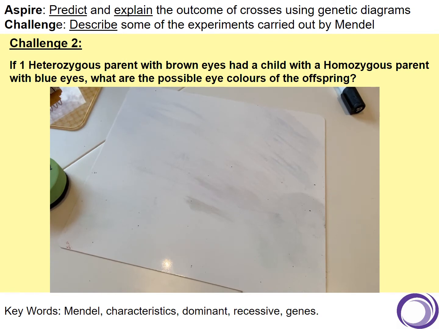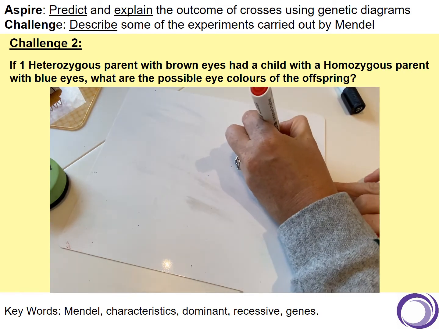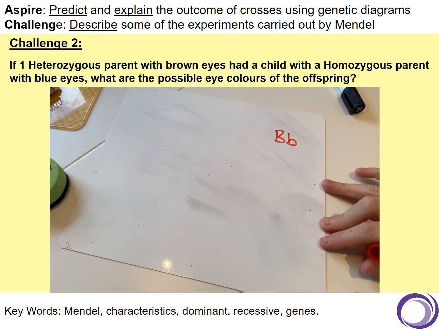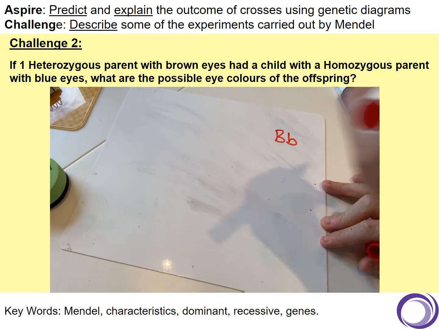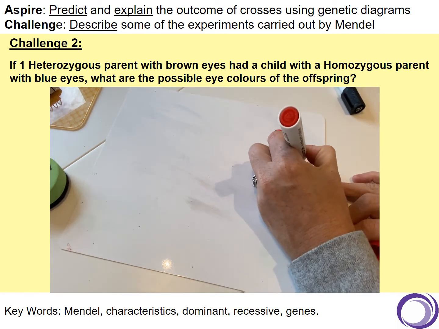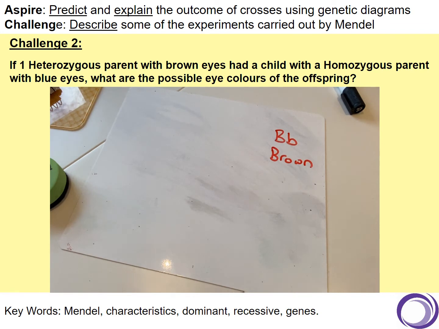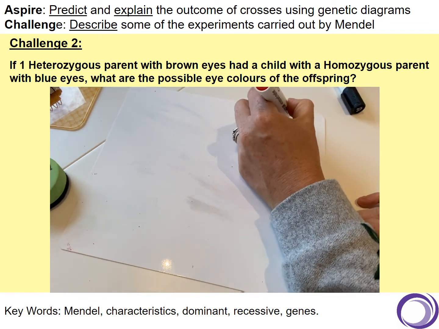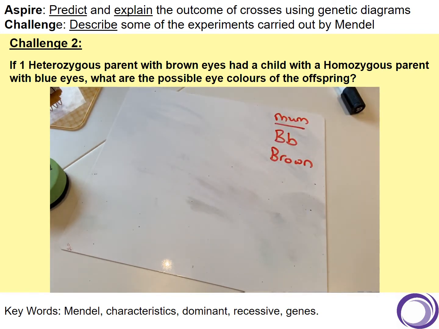Okay, challenge two asks you, if one heterozygous parent with brown eyes had a child with a homozygous parent with blue eyes, what are the possible eye colours of the offspring? So, we've got a heterozygous parent with brown eyes. Hetero meaning different. So we've got a capital letter and a lowercase letter for the genotype. The phenotype is brown. That's what you've been told. And I'm just going to label that as mum. Could be dad, but I'm going to label it as mum.